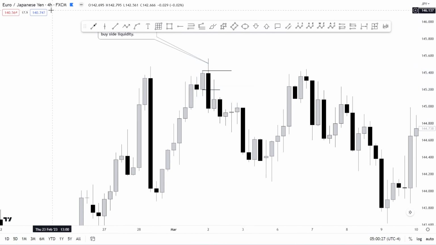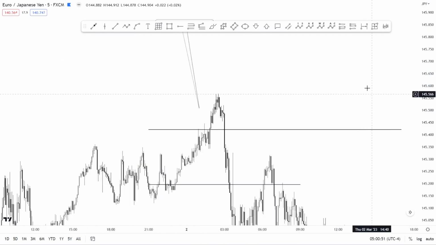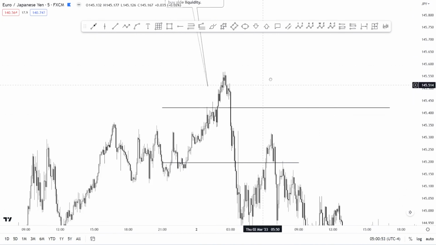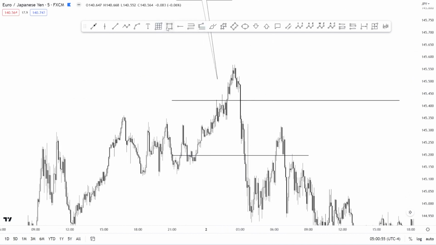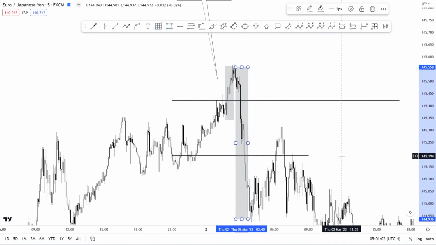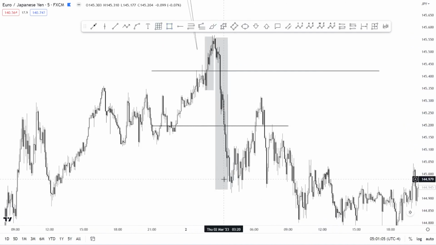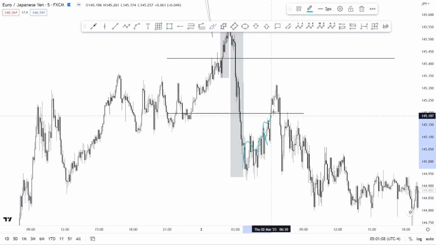Because we are on the 4 hours, we can use the 5 minutes instead. So right now we can clearly see that the market was aggressive around this area, and then it moved lower aggressively, and then it started to correct around here. A correction is a slow move in the market, as you can see.